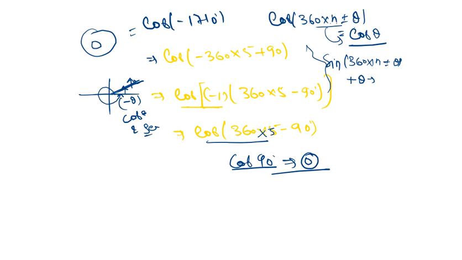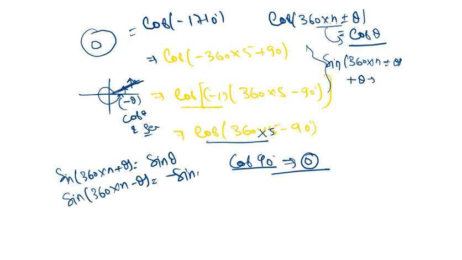So if I am writing sine of 360 multiplied by n plus theta, then I will write sine theta only. And when I am writing sine of 360 multiplied by n minus theta, then I will write minus sine theta. Clear? Yes.